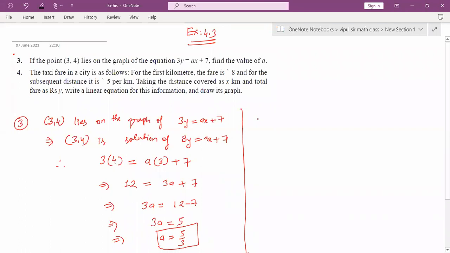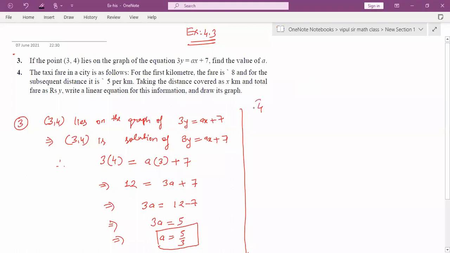Now if we solve this fourth one, first of all you are supposed to frame the equation. After framing this equation, you are supposed to draw the graph. So I will frame the equation. What you people have to do is draw the graph in homework. I am going to frame an equation here.